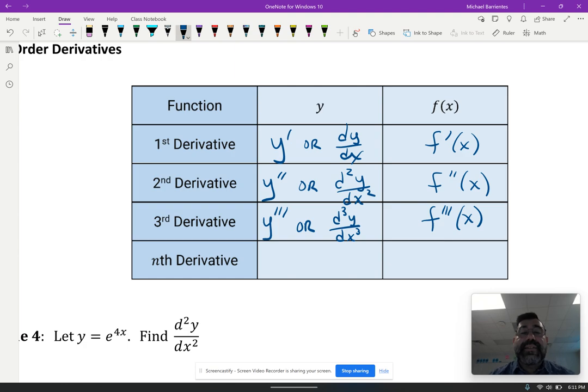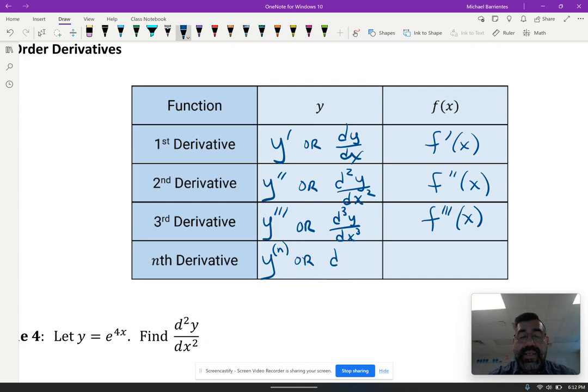But after that, we see no point in continuing and put four primes and five primes and six. Can you imagine taking the 10th derivative and having to write out 10 little prime symbols? So instead, what we say is we're taking the nth derivative at whatever n is, right? N could be 10, it could be 100, n could be 15. Whatever the nth derivative is, we kind of write it like an exponent, but in parentheses. So we say this is the nth derivative of y.